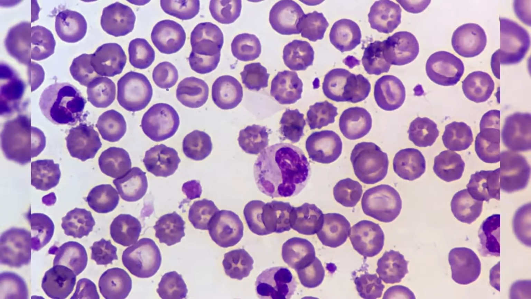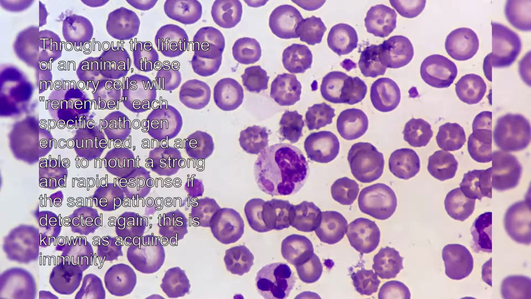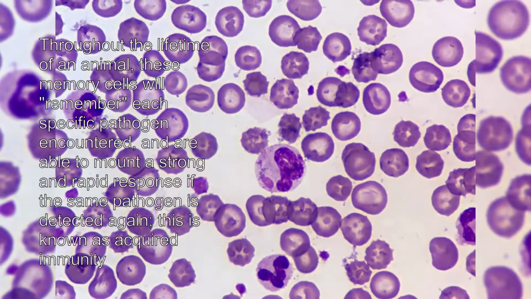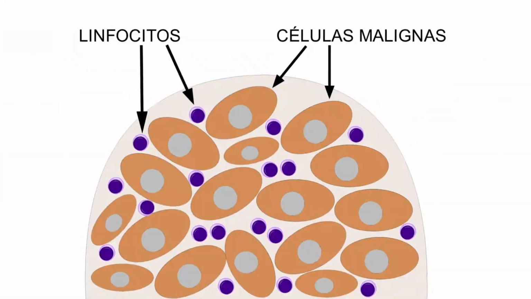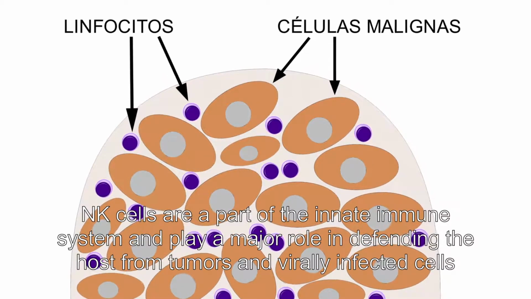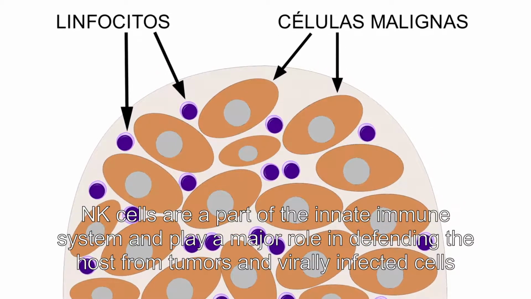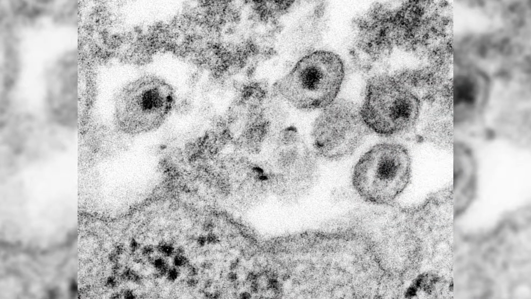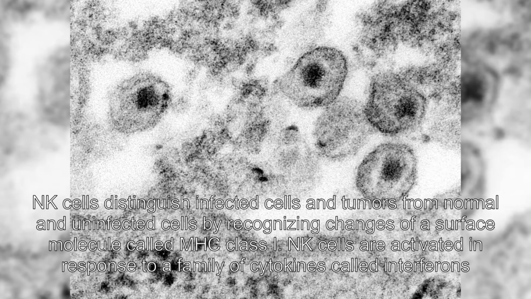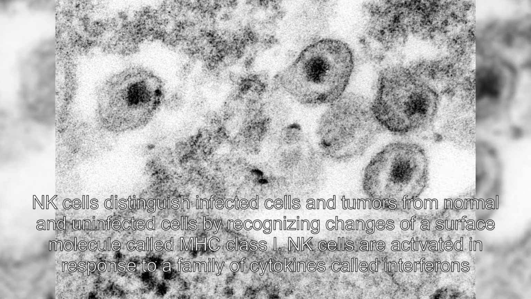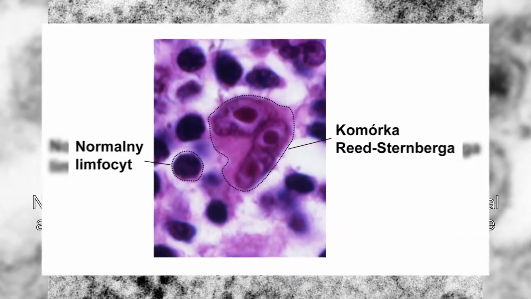NK cells are a part of the innate immune system and play a major role in defending the host from tumors and virally infected cells. NK cells distinguish infected cells and tumors from normal and uninfected cells by recognizing changes of a surface molecule called MHC class I. NK cells are activated in response to a family of cytokines called interferons. Activated NK cells release cytotoxic granules which then destroy the altered cells.